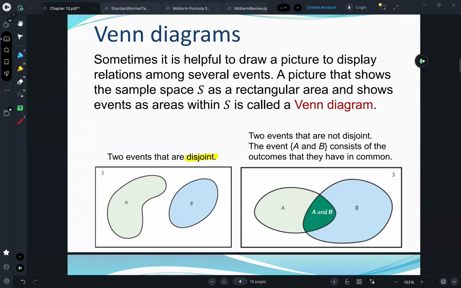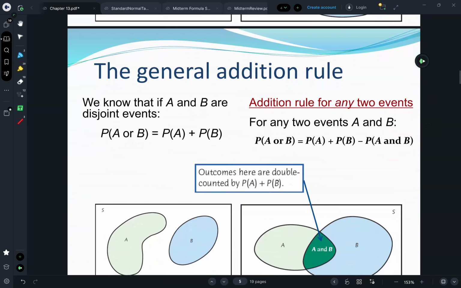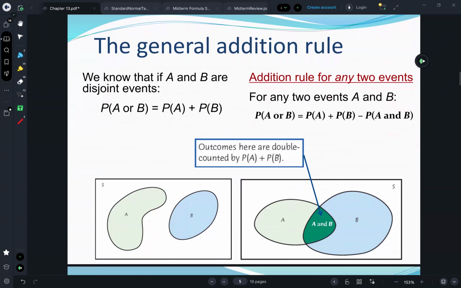But if A and B are not disjoint, then it consists of common outcomes. And that takes us to our addition rule. So here they are right here. If they are disjoint, that's everything on the left, then the probability of A or B is the sum: the probability of A plus the probability of B.